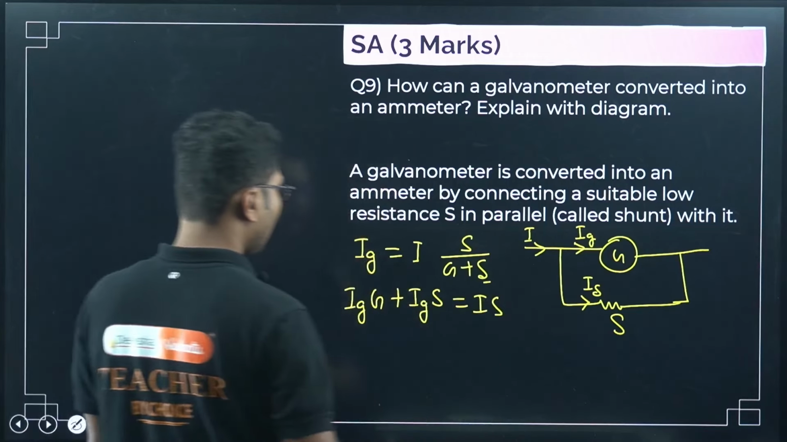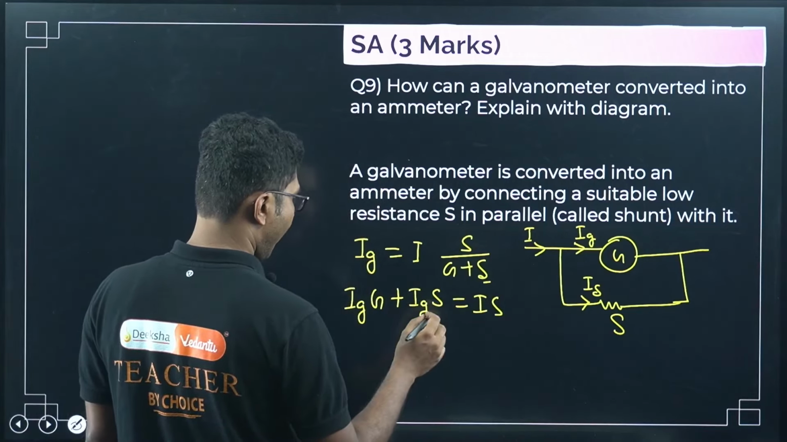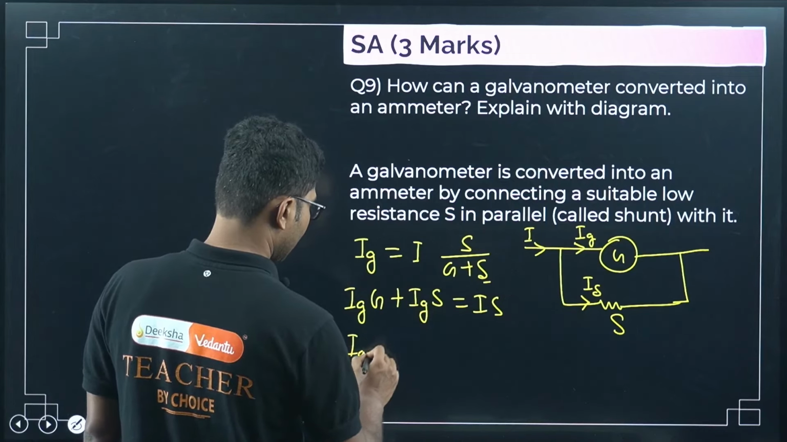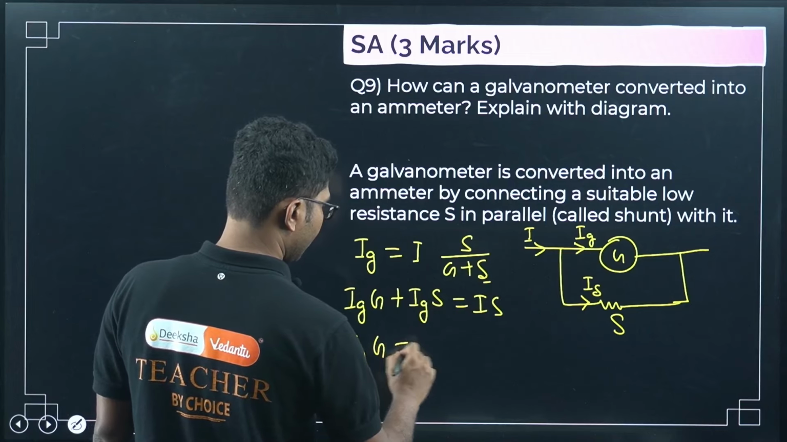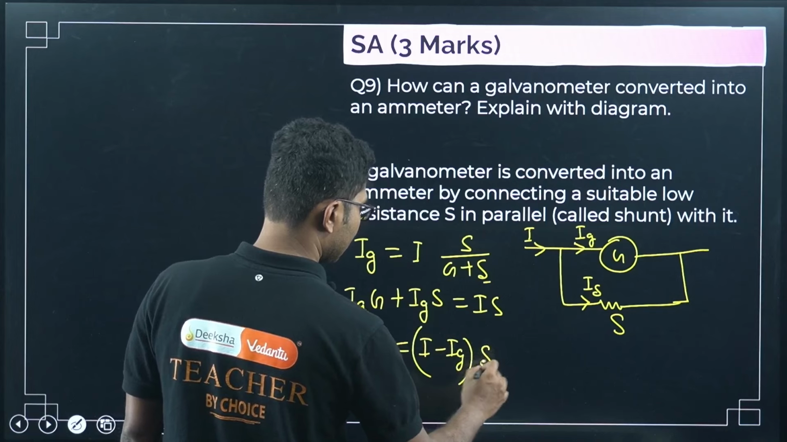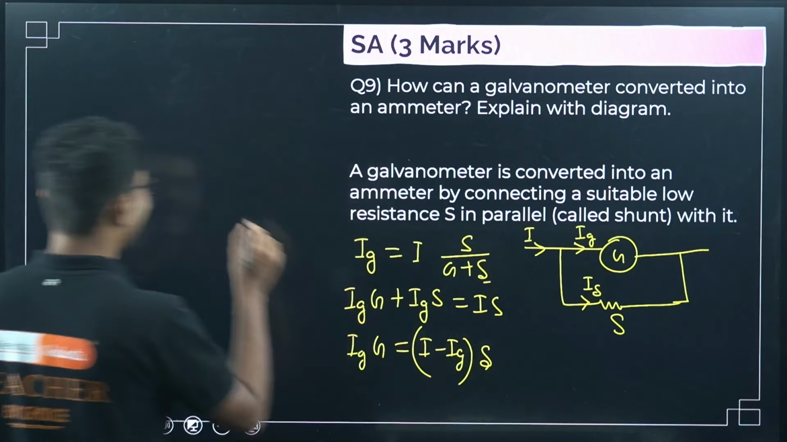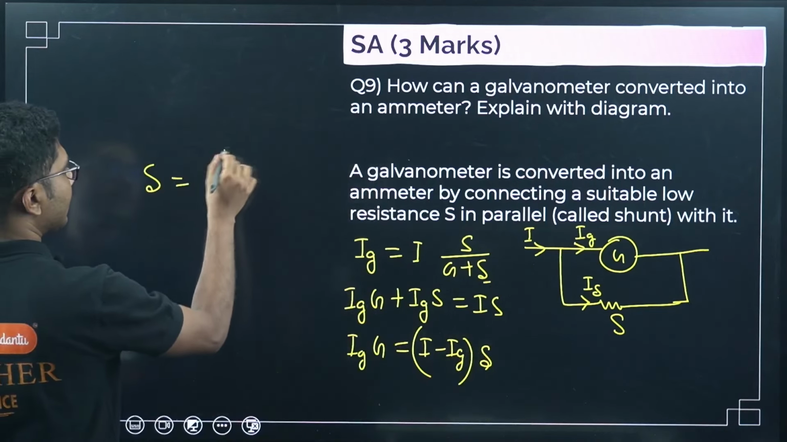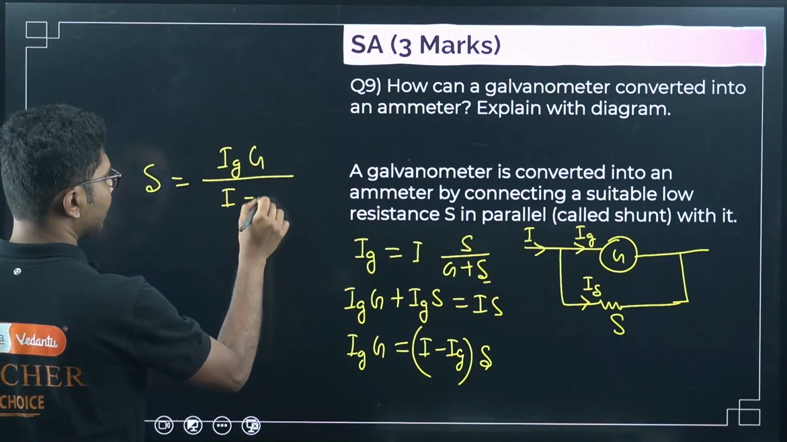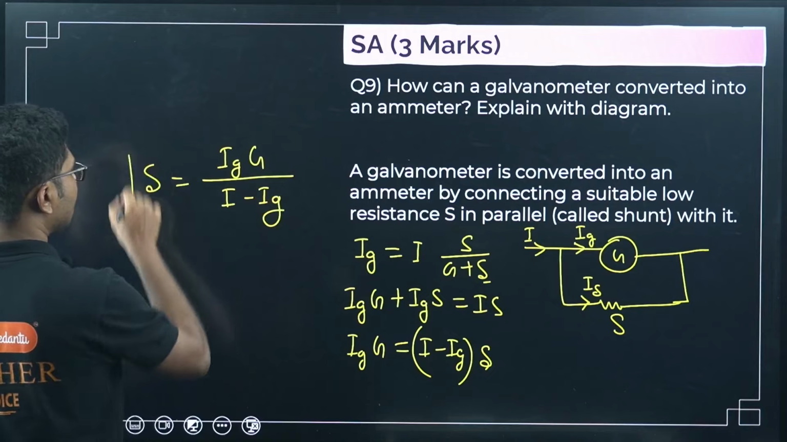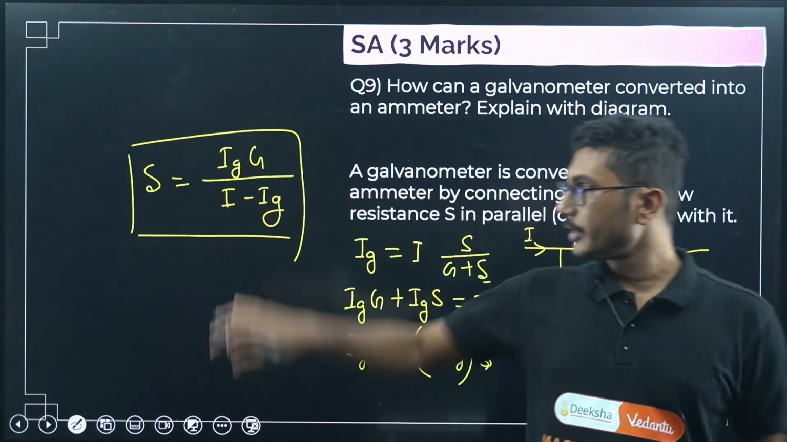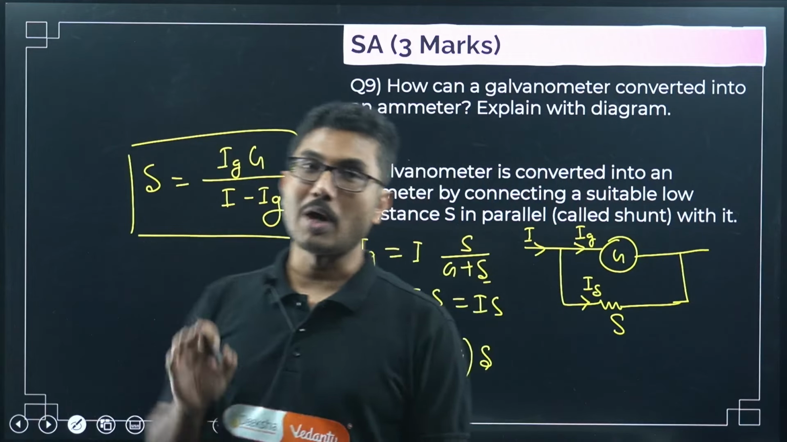Or Ig G equals I minus Ig times S, or S equals Ig G divided by I minus Ig. Okay, so this is the expression for shunt resistance. If you answer up to this point, you will get full marks. So remember what you have to show.